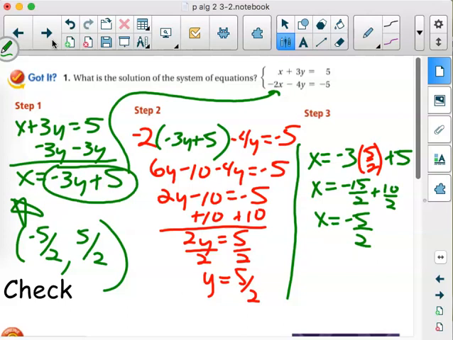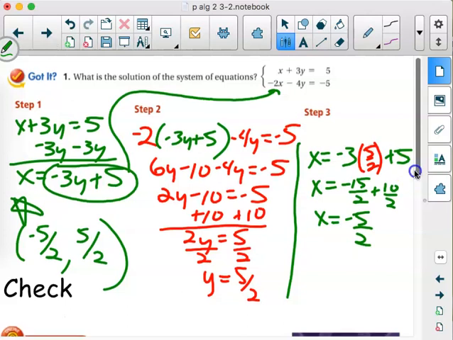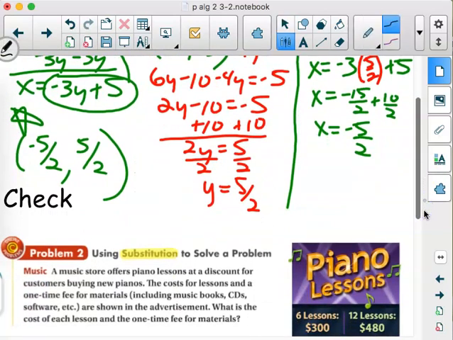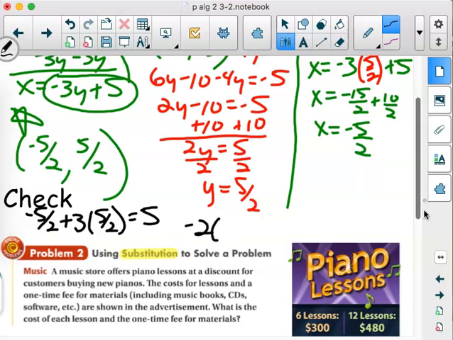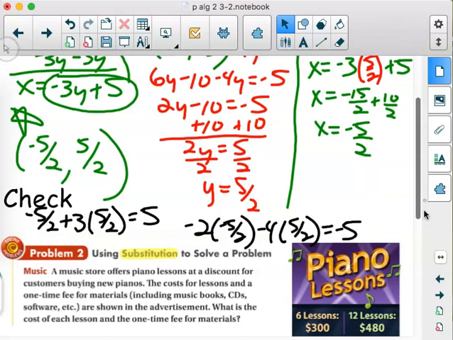And again, there's the check. Make sure it's right. But the check is so easy because all you have to do is use your calculator to plug them in. So let me find them again. 3x, oh, wrong one. There it is. x plus 3y equals 5. And the other one, negative 2 times x minus 4y equals negative 5. Use parentheses, plug it in exactly as it is here. So parentheses for your fractions, and you're going to find, yipper-doodle, they're both good. They're both going to work.